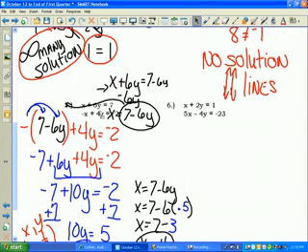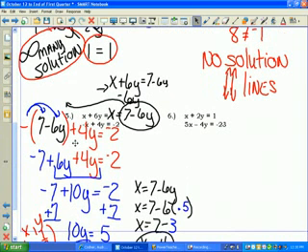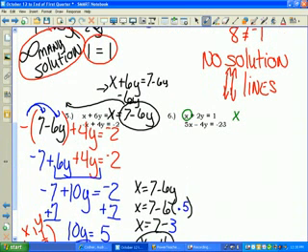So let's see. So now, I'm looking at the first equation because this x is by itself. So that means I'm solving for that x. In order for me to solve for that x, that means I have to subtract 2y on both sides. So my equation turns into x equals 1 minus 2y. If you said negative 2y plus 1, that's the same thing.